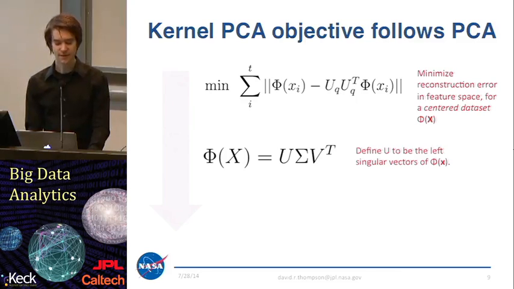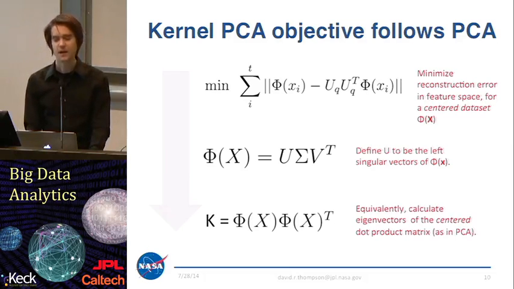All right, so this is equivalent. I mentioned previously the relationship between singular value decomposition and PCA. So the same thing applies here. We can actually do a singular value decomposition of the high-dimensional data set phi sub x, and then that gives us our basis vectors u. So we define u to be the left singular vectors of phi sub x associated with the highest singular values in this matrix of singular values sigma.